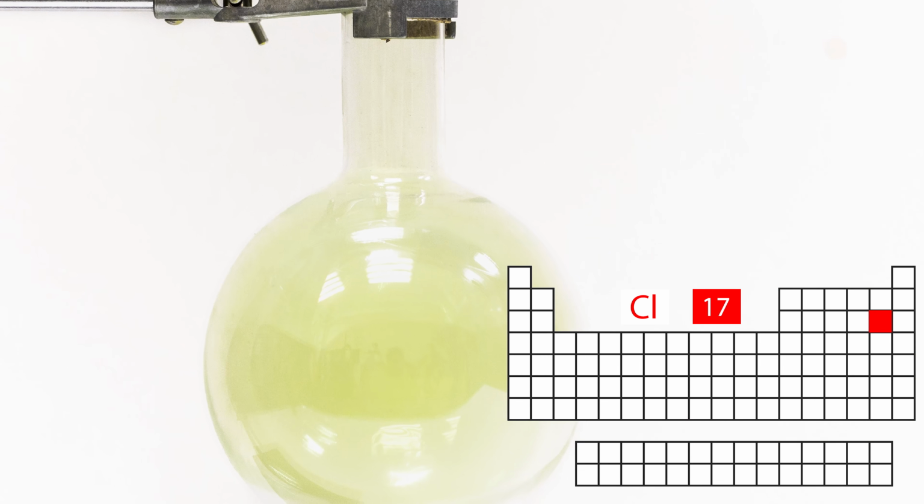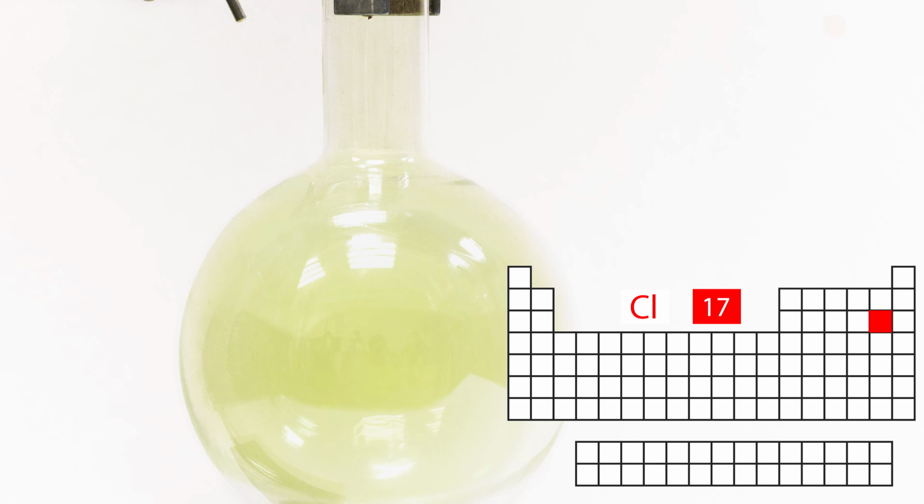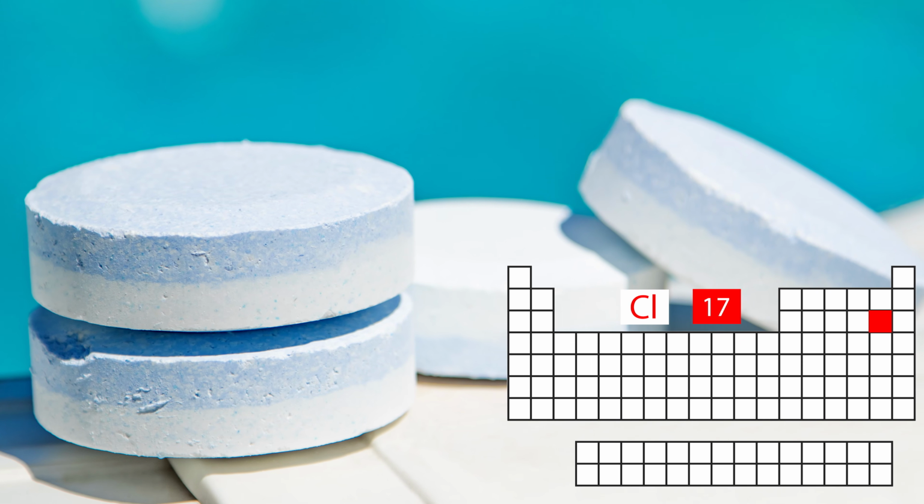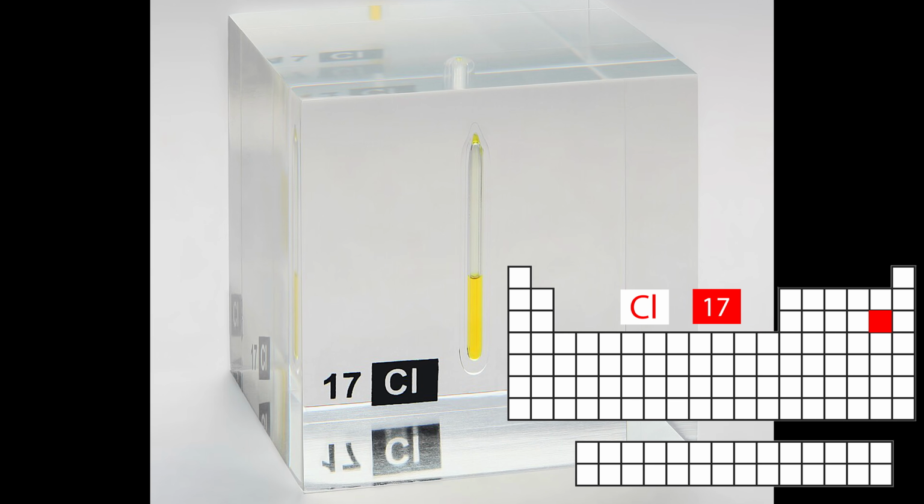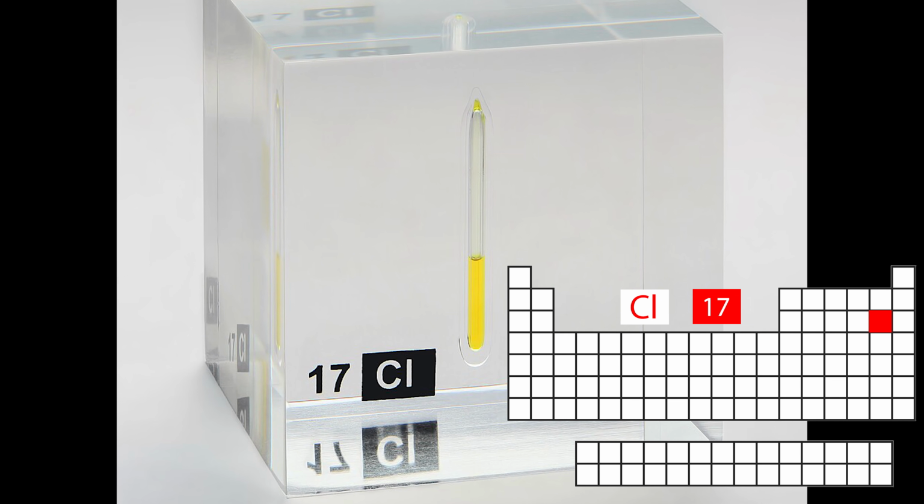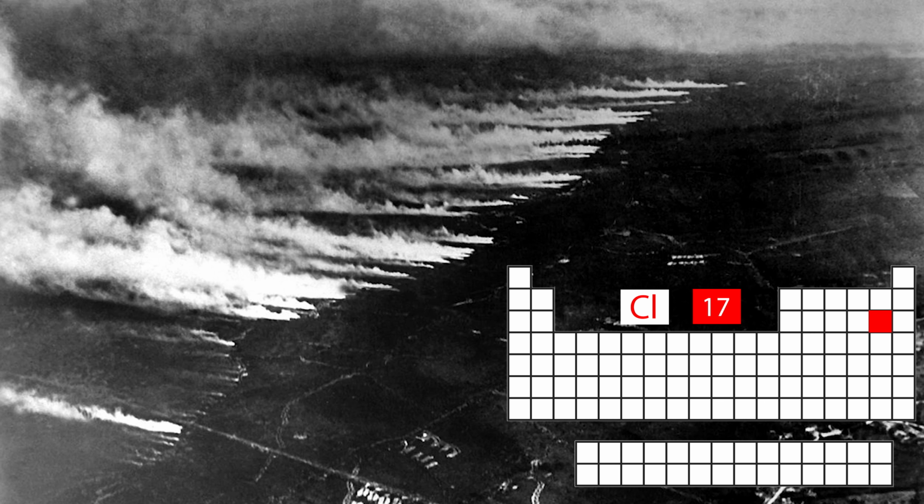Element 17, you've heard of chlorine. It's used in water purification to keep our water clean, and also, of course, in table salt, sodium chloride. Here's an interesting fact. Chlorine was actually the first chemical weapon used in World War I, leading to the development of chemical warfare.